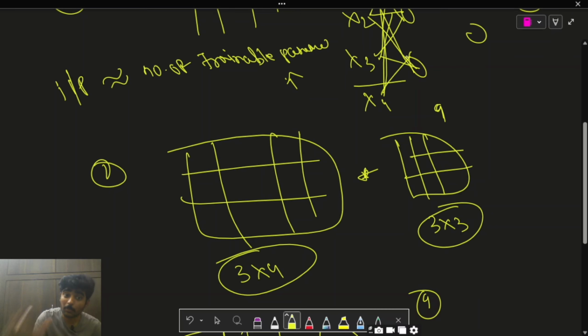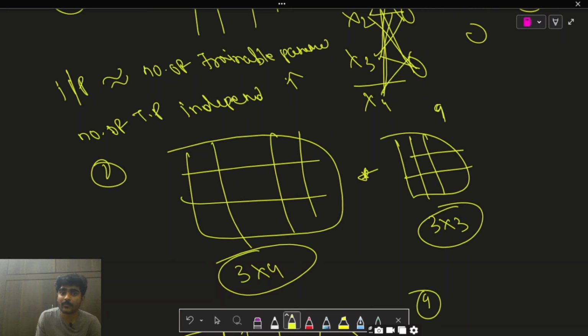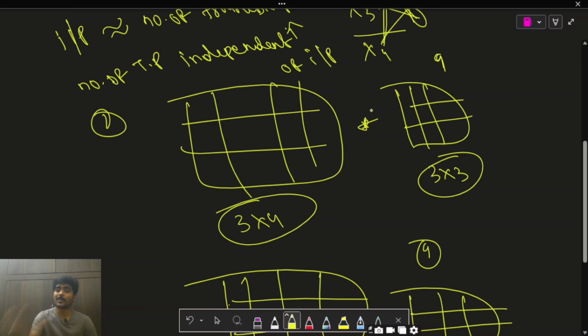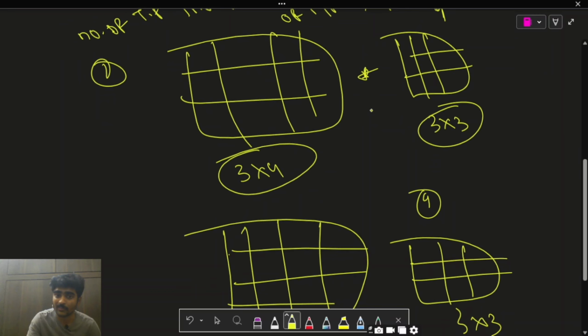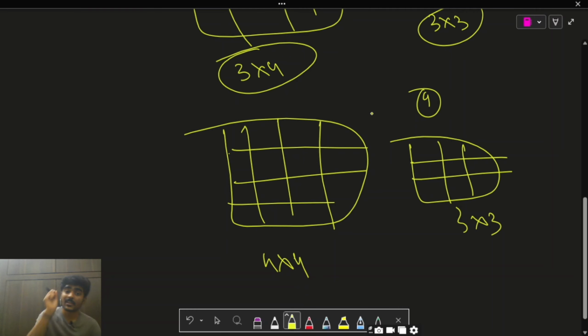This means that as the input dimension is increasing, my total number of trainable parameters remains unchanged. Remaining unchanged means the number of trainable parameters is independent of input. This is the major advantage of convolution neural networks. This gave a breakthrough through convolution neural networks. So that is why convolution neural networks are majorly used.